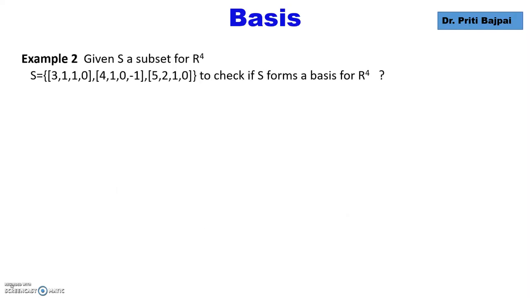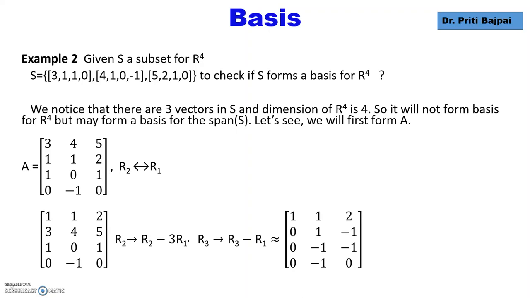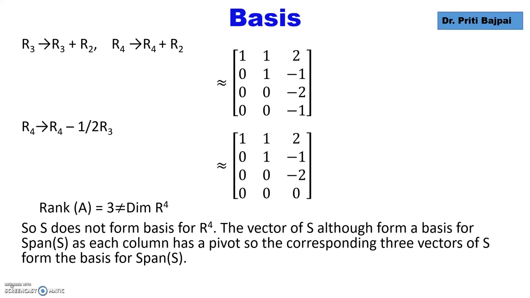What if we take a subset of R4? We have three vectors here, and we want to check whether they form a basis for R4 or not. Now, we will first form the matrix A by putting these vectors into columns. And we will do the row echelon form, REF form, and reduce it to the matrix with rows 1, 1, 2; 0, 1, -1; 0, 0, -2; 0, 0, 0. In this final matrix, we see that the rank of this matrix A is 3, as there are 3 non-zero rows. And the dimension of R4 is 4, so S does not form a basis for R4.